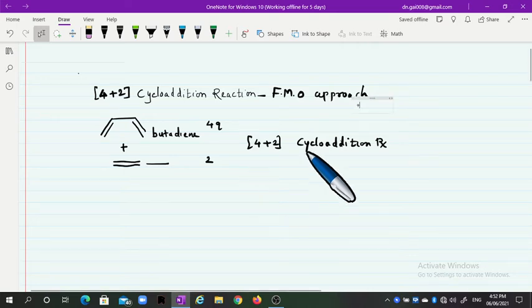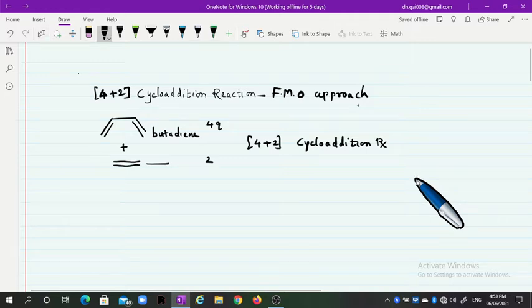Dear students, today we will discuss the FMO approach in 4 plus 2 cycloaddition reaction. Already we have discussed 2 plus 2 cycloaddition reaction and some introduction about FMO approach. In today's lecture, we will discuss the 4 plus 2 cycloaddition reaction by using FMO approach. So this is a 4 component system, butadiene, and this is a two component system, CH2=CH2.